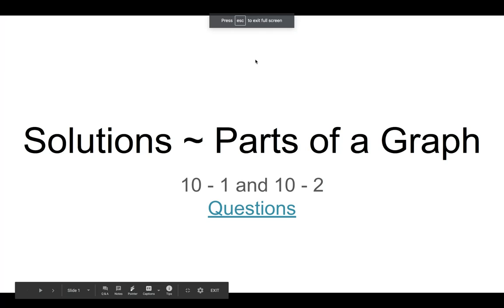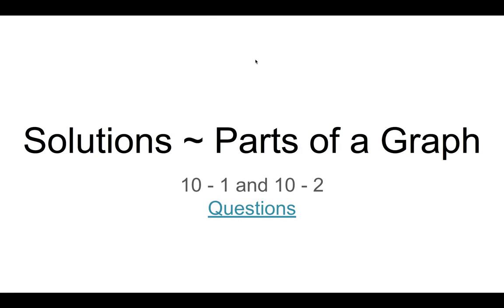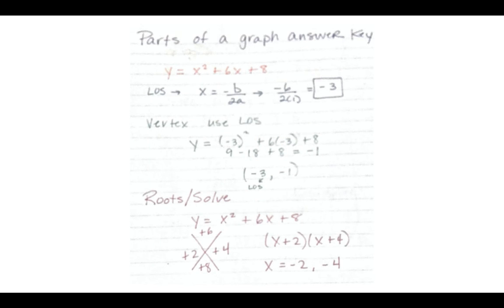I have included for you the answers to the last homework assignment you completed, parts of a graph. For the first question, I gave you this equation. I asked you to find the line of symmetry, so I took the opposite of b divided by 2a and arrived at -3. Using -3 back in the original equation, I solved, got -1, so my vertex for this parabola is -3, -1. Because a is positive, I know it will be a smiley face, or opening up.